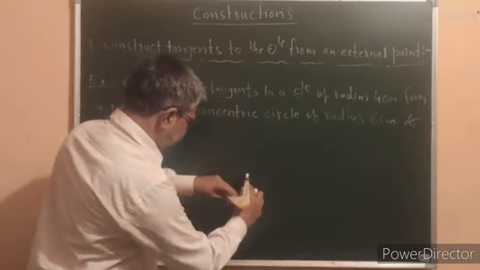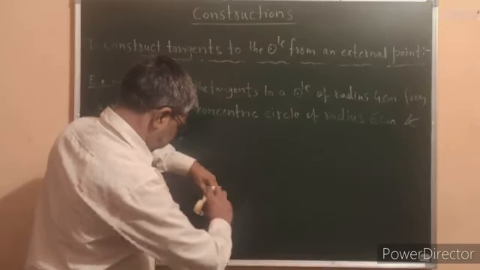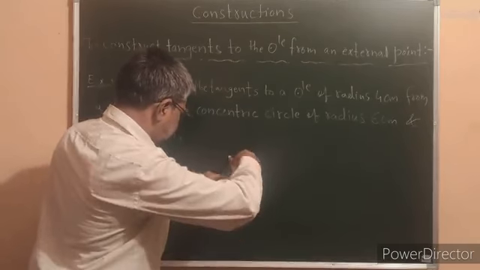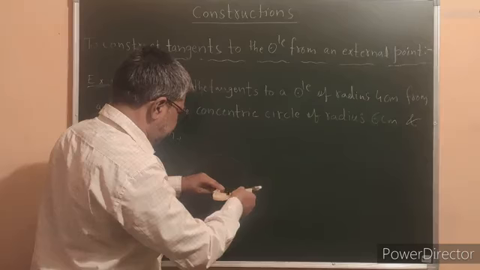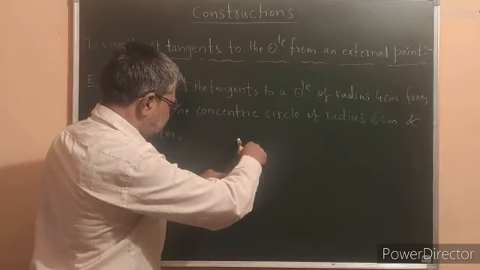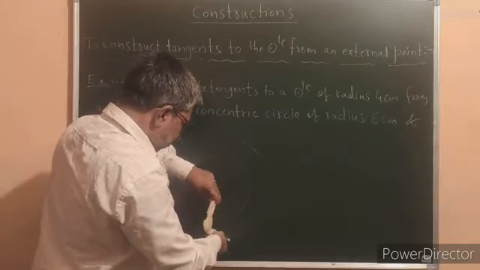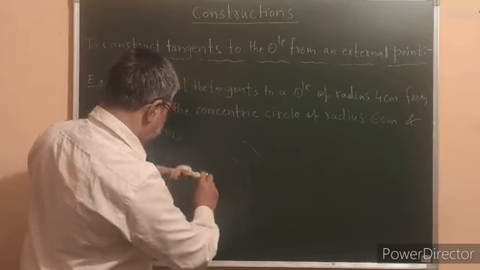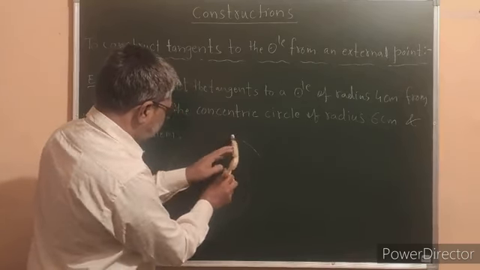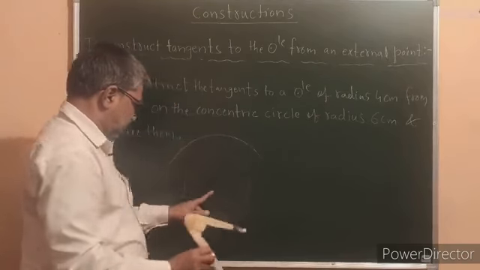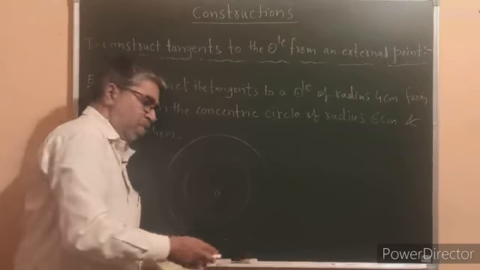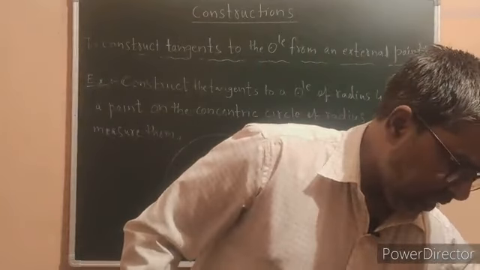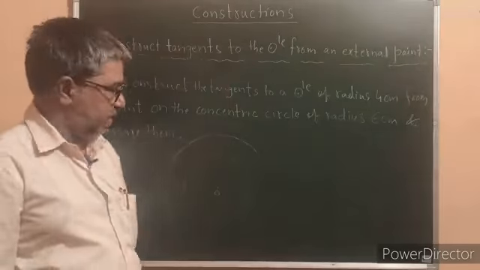So here the first step towards the construction is draw a circle of 4 centimeter radius. And with the same center draw one more circle of radius 6 centimeter. So these two circles are called concentric circles having the same center, called the center as O, but different radii, that is one is of 4 centimeter and another one is of 6 centimeter.